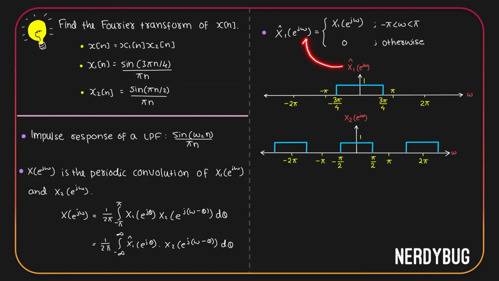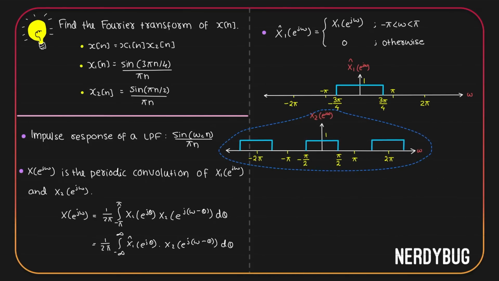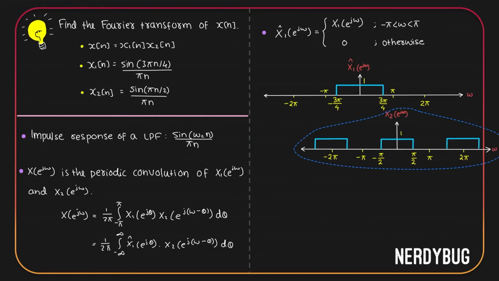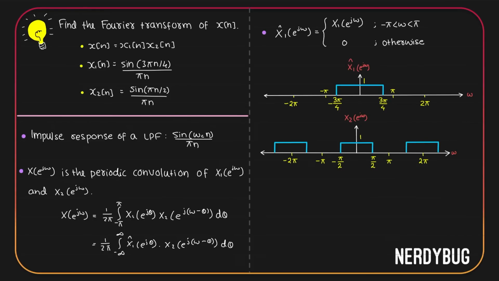The modified function can be defined like this. It is equal to X1 of e raised to j omega between minus pi and pi, that is for 1 period. Everywhere else it is 0. Now to get X of e raised to j omega, we just have to take the convolution of these two. For that, first you have to take the reversal of X2 of e raised to j omega. But since this is symmetric with respect to the y-axis, the reversal is going to look exactly the same. Now you have to take X2 of e raised to j omega, slide it from one end of X1 of e raised to j omega. Whenever they overlap, multiply and then keep adding them. If you do that, the output is going to look like this.